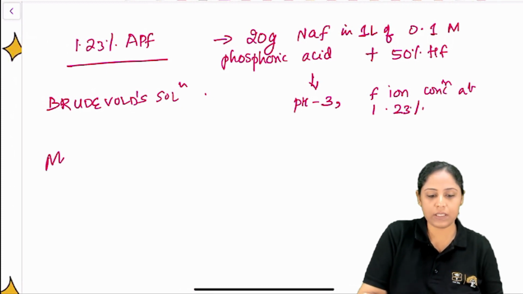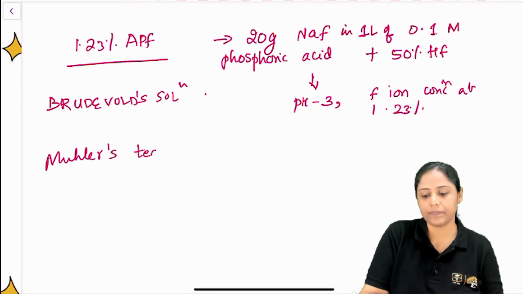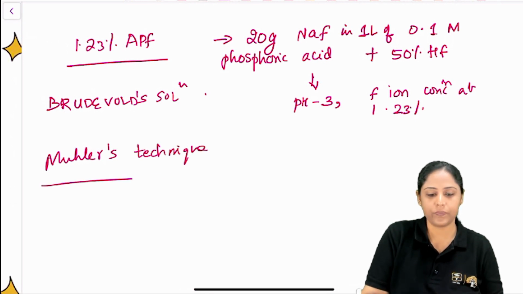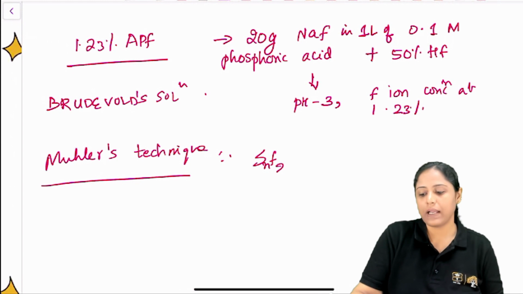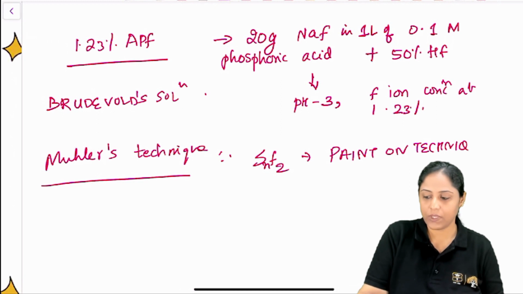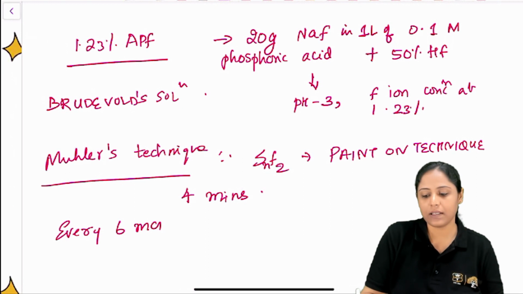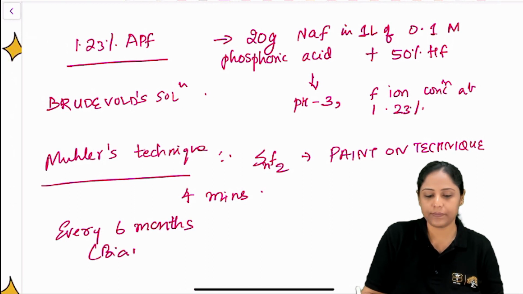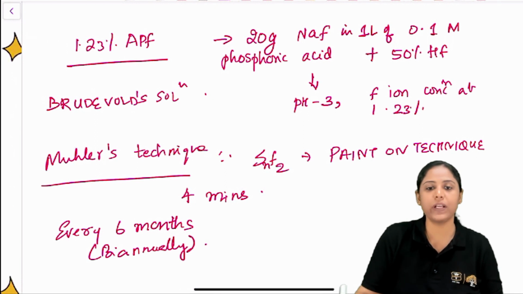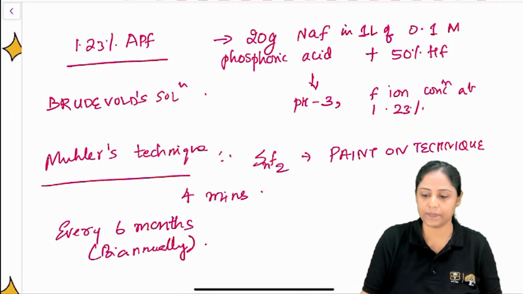Coming to Muller's technique. Here, stannous fluoride is used and it is a paint-on technique. And the solution is allowed to dry after application for 4 minutes. And repeat applications are made every 6 months, that is biannually, and more frequently if the patient is more susceptible to caries.